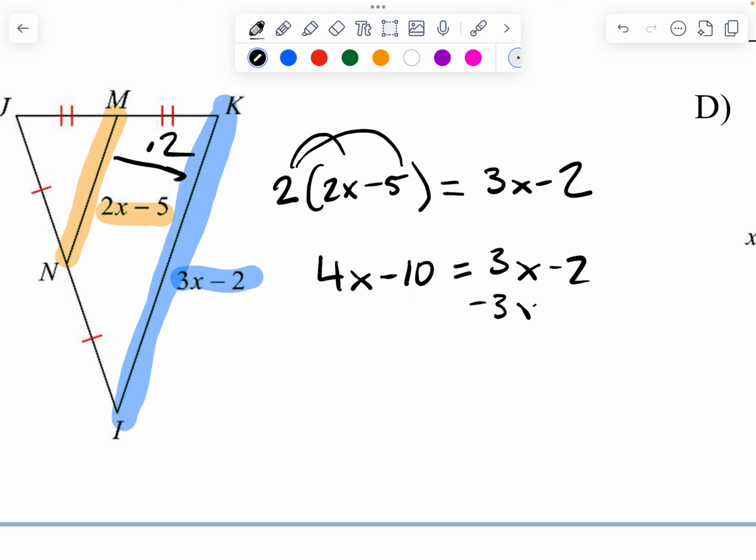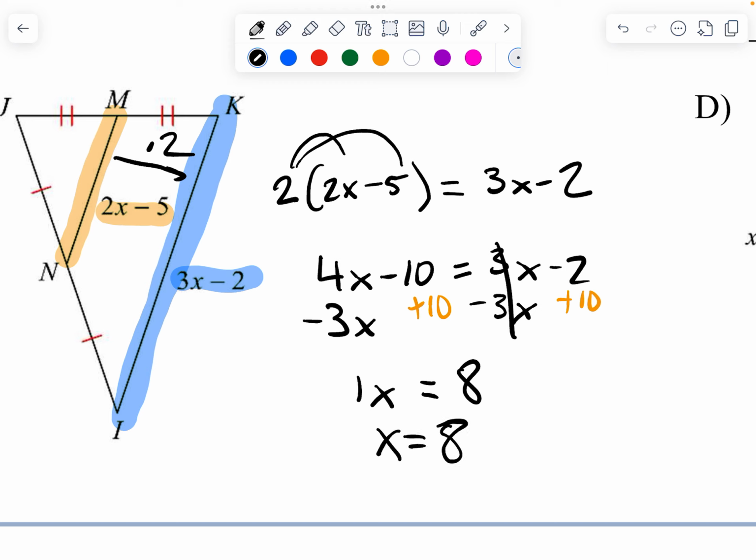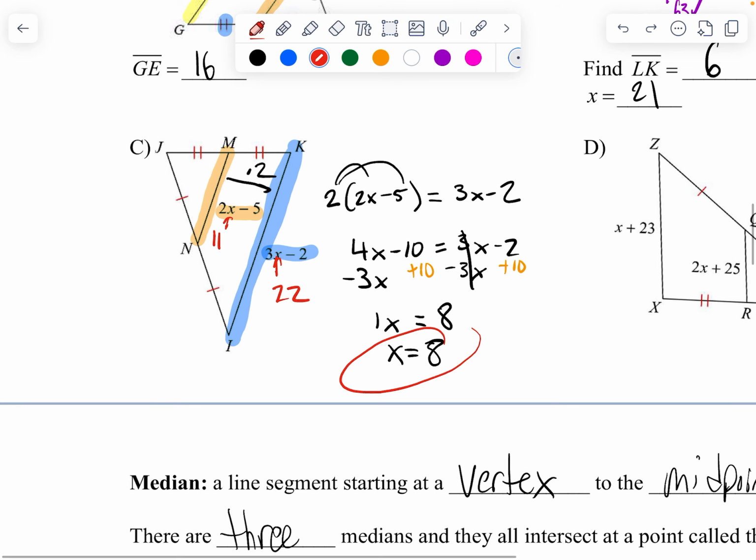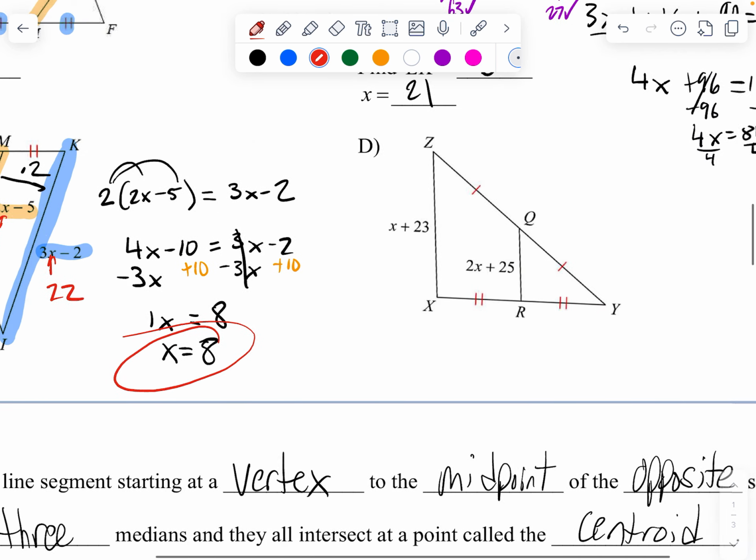Combine your x's. I'm going to subtract 3x, keep my x's positive. 4 minus 3 is 1x. Also going to add 10 at the same step, save ourselves a little time. Negative 2 plus 10 is 8, so x equals 8. And then same thing, just plug it in to make sure there's no issue. 2 times 8 is 16, minus 5 is 11, right? 3 times 8, 24, minus 2, 22. And you can see that double-half relationship working, right? If we double 11, we get 22, or if you halve 22, we get 11. So 8, valid solution, you're good to go.